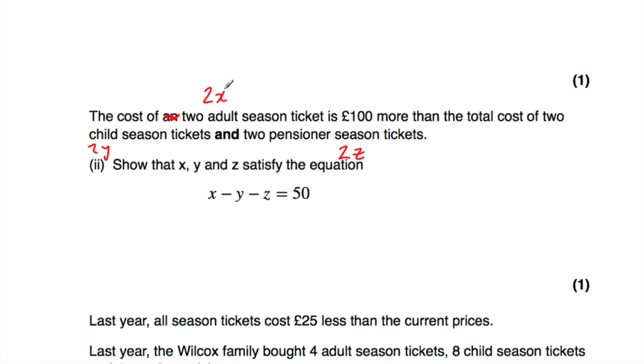So in other words, if we take the 2 adult season tickets and take away the cost of the 2 child season tickets and the cost of the 2 pensioner season tickets, the answer would be £100. So it's going to be 2x minus 2y minus 2z equals 100. That's the cost of 2 adult season tickets, take away the cost of 2 child season tickets, take away the cost of 2 pensioner season tickets is equal to £100.